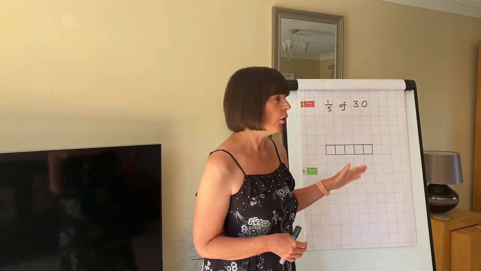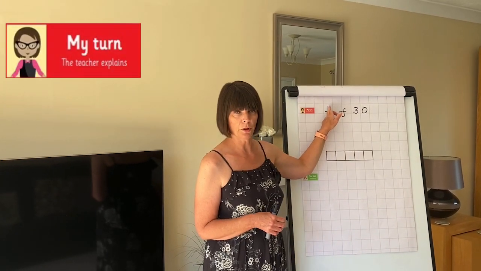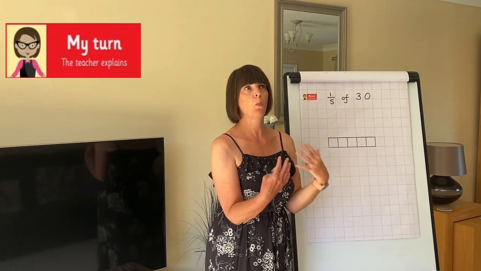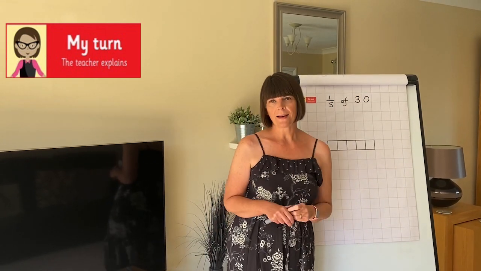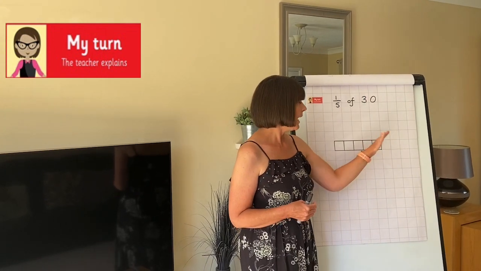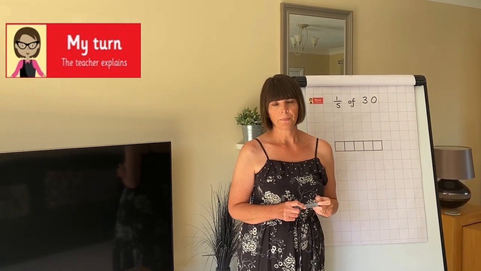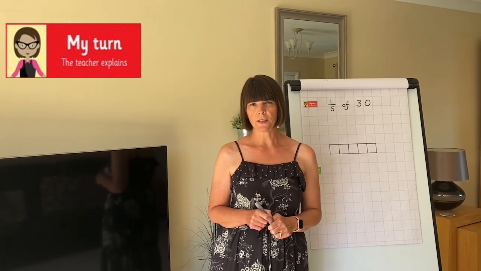So let's start off with a my turn and we're going to just look at one part of a whole at the moment, 1/5, or it could be 1/4 or 1/3. We're going to see if we can practise finding the fraction of the whole amount and using the bar model to help us. So I want to look at finding 1/5 of 30.